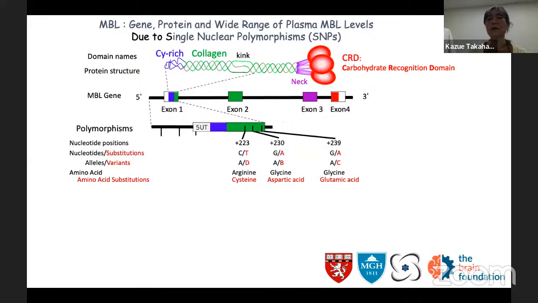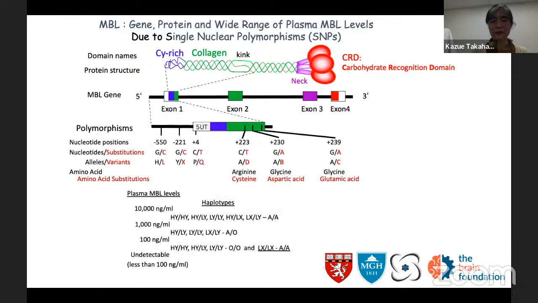Now, I'd like to talk about the molecular structure of MBL. Starting from the 5 prime end, there is the so-called cysteine-rich domain, which we think bundles the monomers of MBL, followed by a long collagen region, hence it is called a collectin. Then the CRD, the carbohydrate recognition domain, which is the primary target recognition domain. MBL has 4 exons, and towards the 3 prime end of the first exon are the non-synonymous SNPs, called the D, B, or C allele. If you have any of these, MBL secretion is reduced.